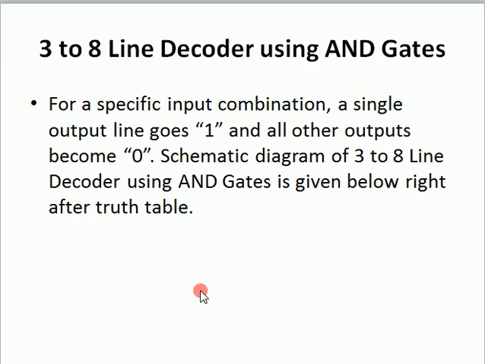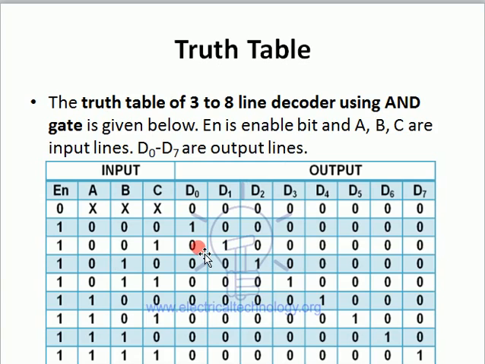So now we will construct a 3 to 8 line decoder by using the AND gates. For a specific input combination, a single output line goes 1 and all other outputs become 0. So its schematic diagram and the truth table we will see here. Here is the truth table in which we are having one enable input, and the other 3 inputs are A, B and C, and on the output side we are having D0 to D7, total 8 outputs.